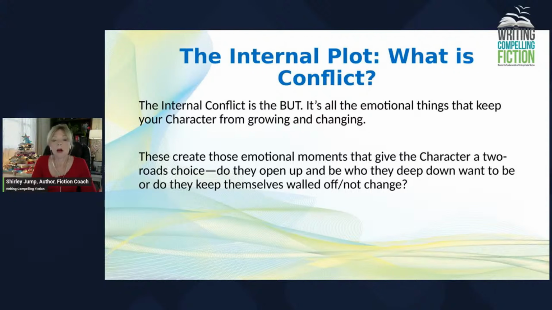Now let's talk about conflict with the internal plot. The conflict, just like with the external conflict, is the "but": all the emotional things that are keeping your character from changing. Let's go to an example of an alcoholic. An alcoholic really wants to get sober because he's having trouble functioning in life, or it's costing him relationships, but it's hard because there's alcohol everywhere you turn. There's all of the external goal motivation conflict.